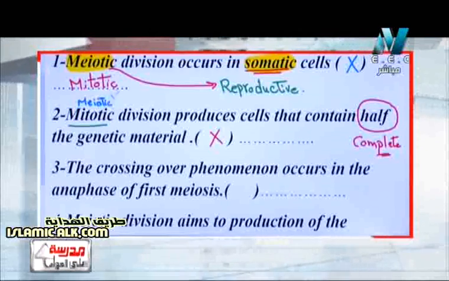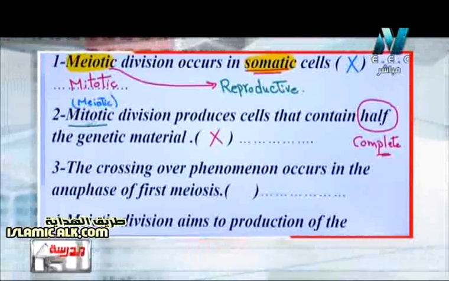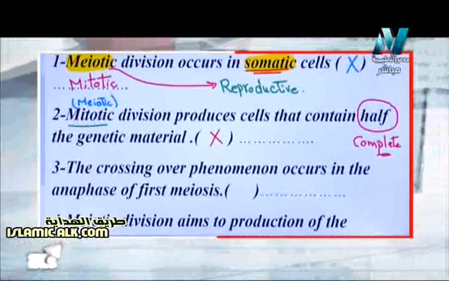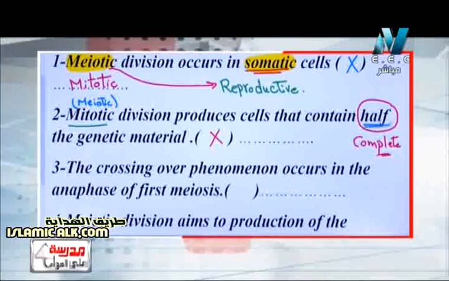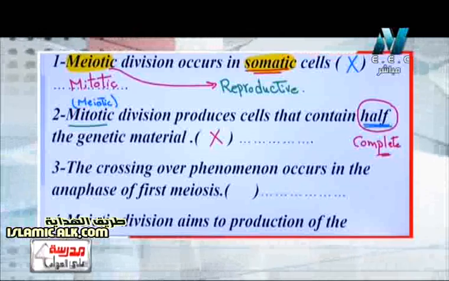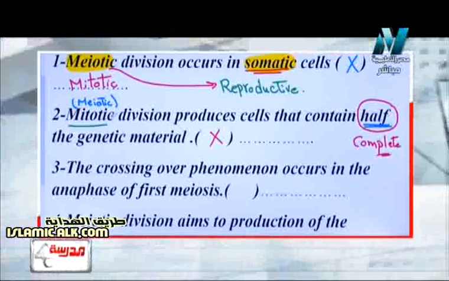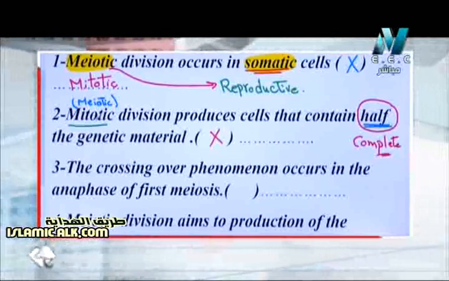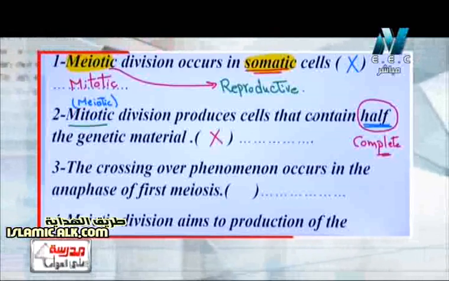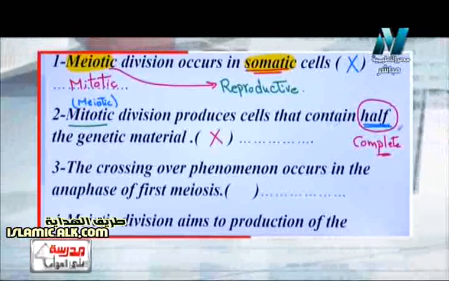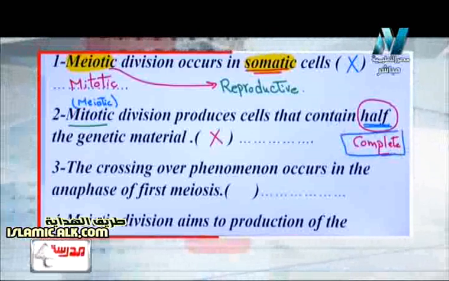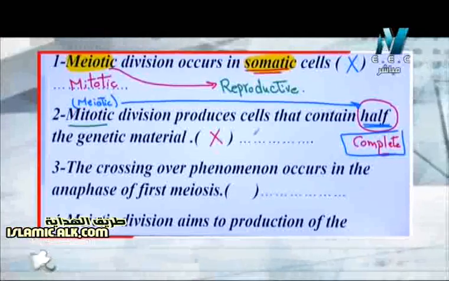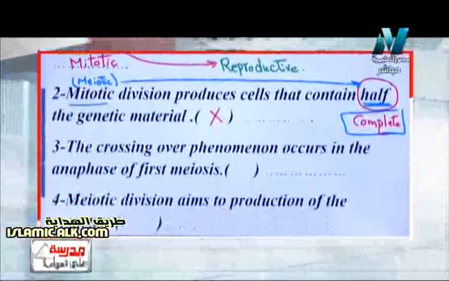We can correct this statement in two ways. Maybe we can replace meiotic and leave half, I mean we keep half as it is, or we remove half and make it complete and keep mitotic division. So we can say it in two ways: mitotic cell division produces cells that contain the complete number of chromosomes, or meiotic cell division produces cells that contain half the number of chromosomes, as you see here in this question.